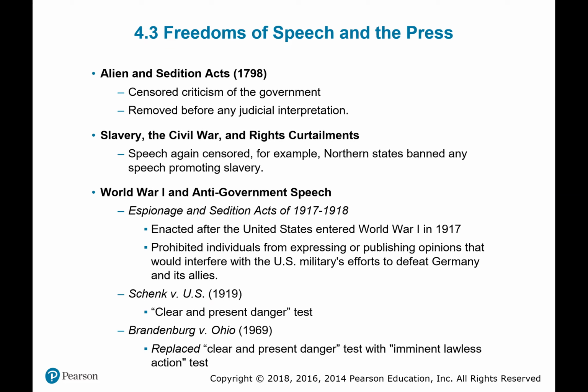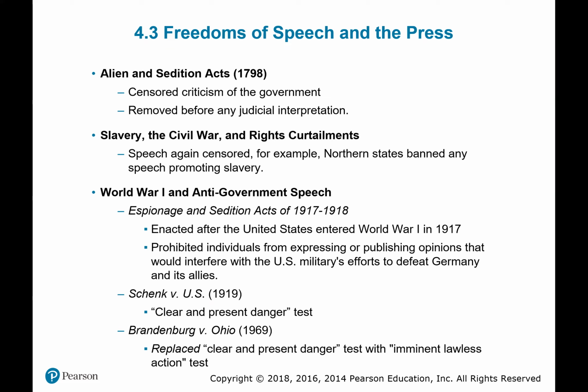World War I and anti-government speech. You had the Espionage and Sedition Acts of 1917-18. This coincides with World War I, and that prohibited individuals from expressing or publishing opinions that would interfere with the US military's efforts to defeat Germany and its allies. And that was, again, not too popular, but there was a populist movement supporting it, supporting the US and British and French troops, of course.